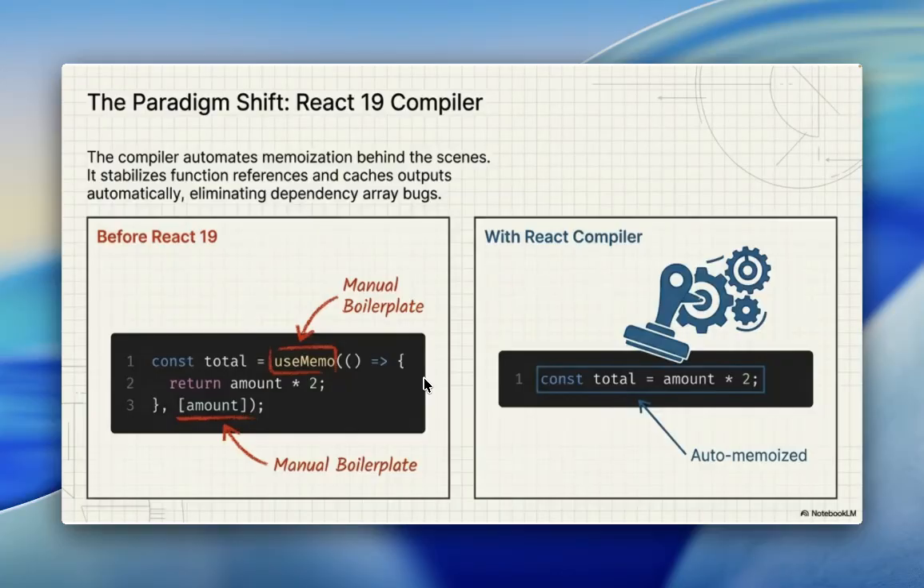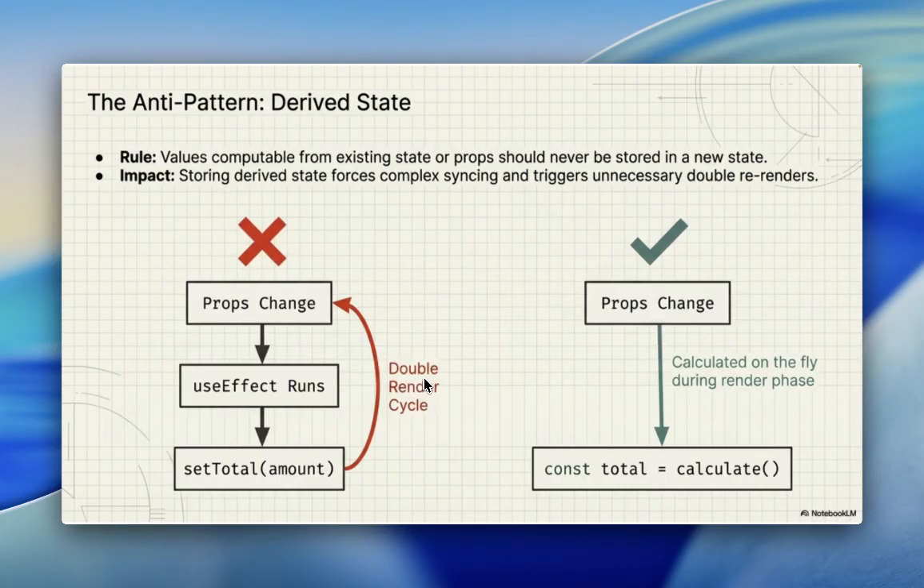The compiler automates memoization behind the scenes. It stabilizes function references and caches outputs automatically, eliminating dependency array bugs. Before React 19, you needed manual boilerplate with useMemo. With the React compiler, const total is automatically memoized.